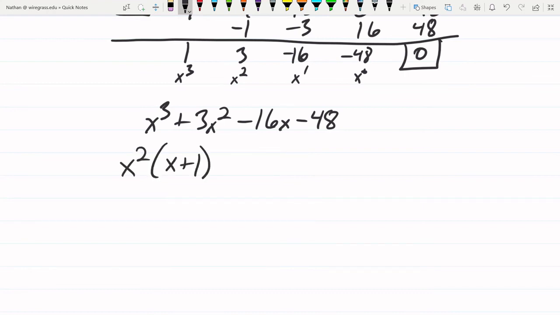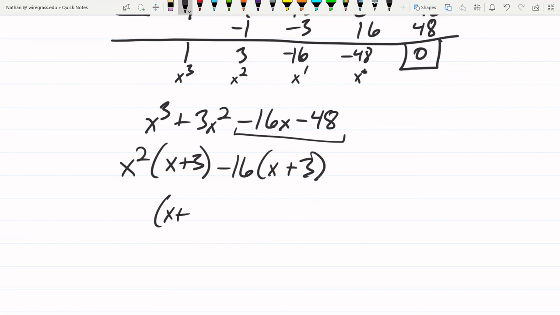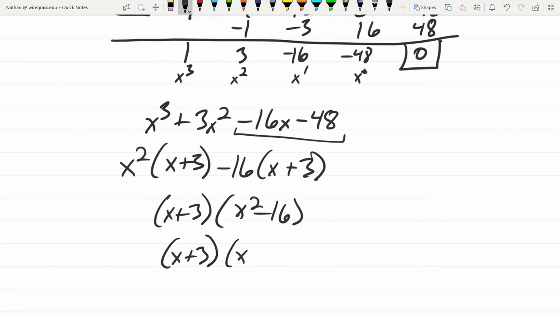I can take out an x squared from the first two terms. From the next two, I can take out a -16, giving us x plus 3. No, plus. This is supposed to be 3 over here. That's the problem. x plus 3. And we can divide out the x plus 3, giving us x plus 3 times x squared minus 16. That, of course, is a difference of two squares, giving us x plus 4 and x minus 4.